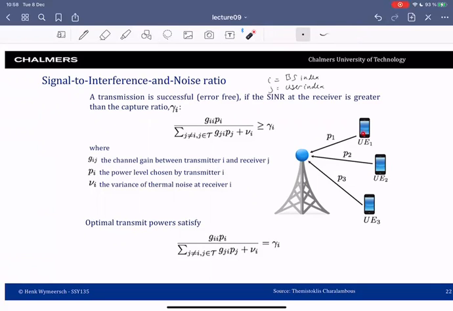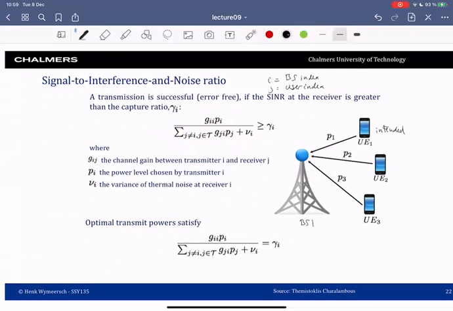Okay, so there's a certain channel from the user to the base station. This is called GII, so let's say this is base station 1, and UE1 is the intended user. PI is the power that this user is using. So this is the signal power. Then we have the interference and noise power. Here nu I is the noise power, and this is the interference power. So this is the interference due to all the other users that are using the same resource.